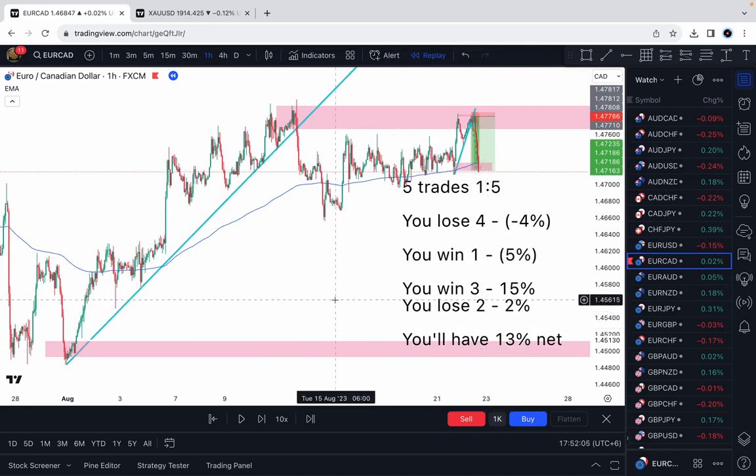So for example, if you are trading on a funded account and on a 100,000 account, it will be around $13,000 in profit. Okay, on your personal account, I don't know your capital, but 13% is a lot. Okay, imagine you took these trades in 2 days, or even a week, or even 1 day, doesn't matter.